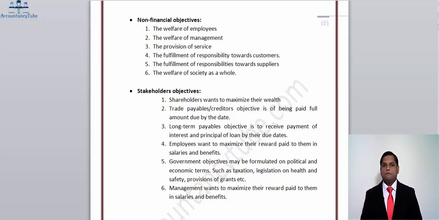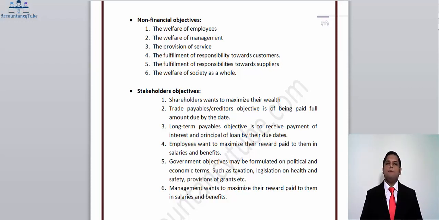After that, we've got bigger provision for services. It's a non-financial objective. However, it's best if we provide services towards the society. Perhaps we can fund a scholarship program. So this will create goodwill in the perspective of the customer and in the perspective of society as a whole.